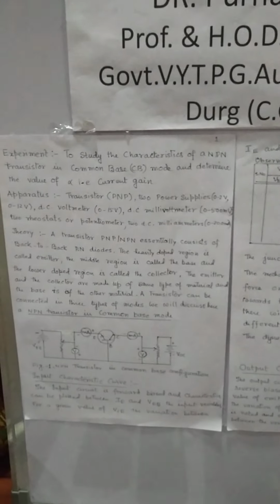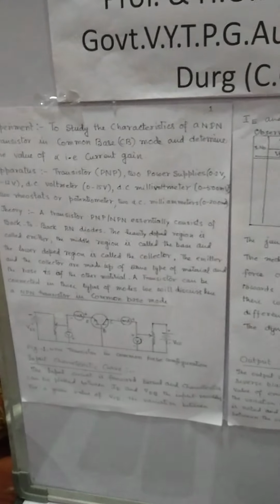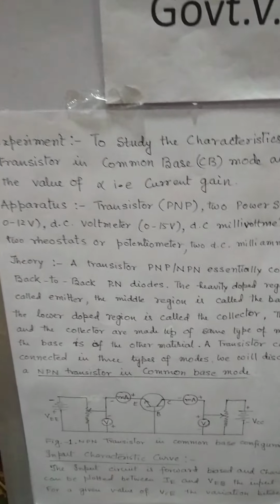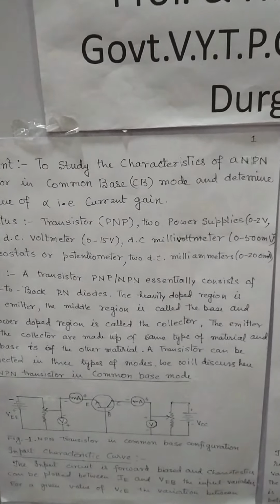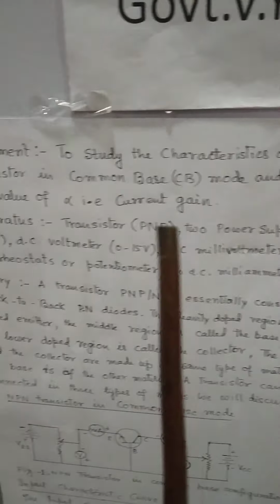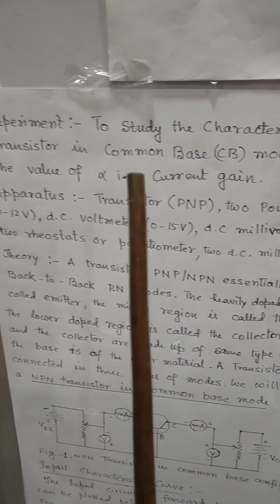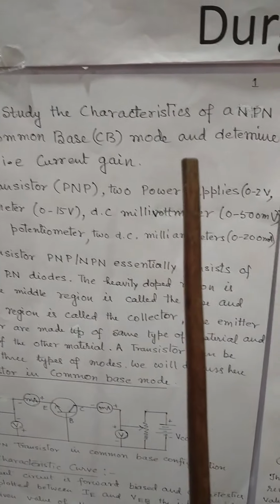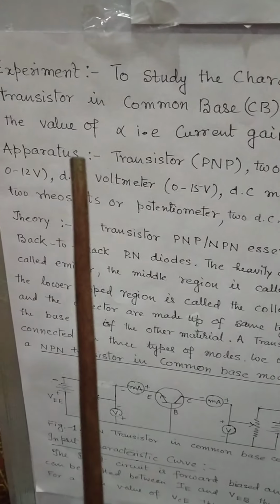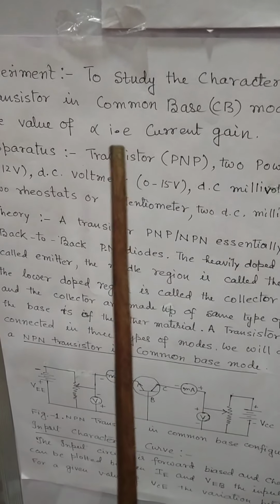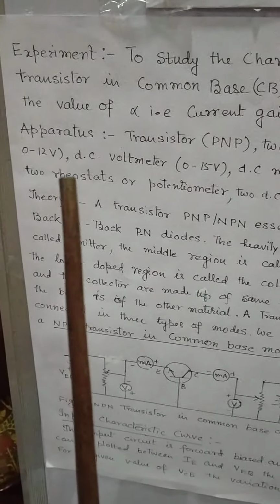Now, I will explain today an experiment to study the characteristics of an NPN transistor in common base mode and to determine the value of alpha, that is current gain.